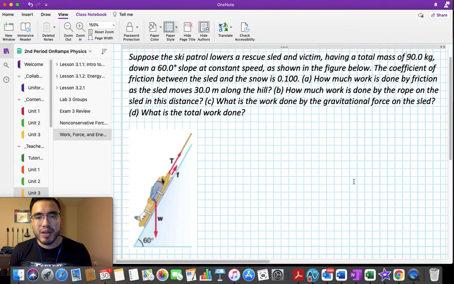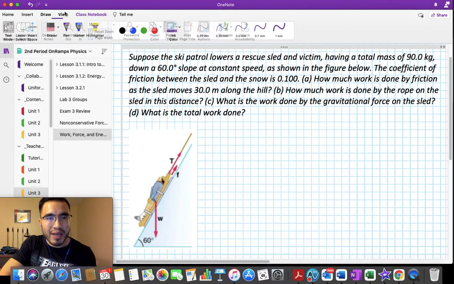A. How much work is done by friction as the sled moves 30 meters along the hill? B. How much work is done by the rope on the sled in this distance? C. What is the work done by the gravitational force on the sled? And D. What is the total work done? So 4 questions. And of course, we're going to start with question A.